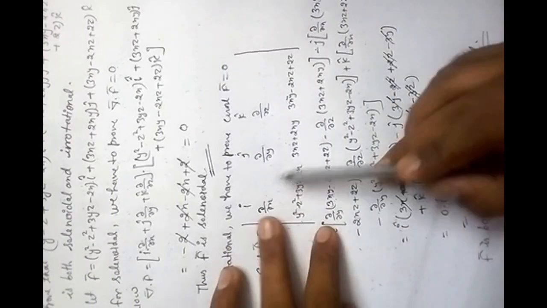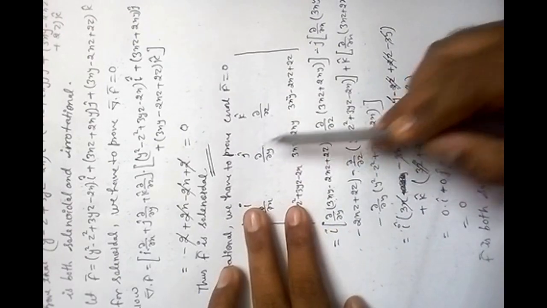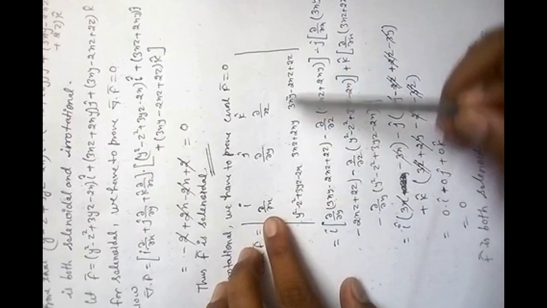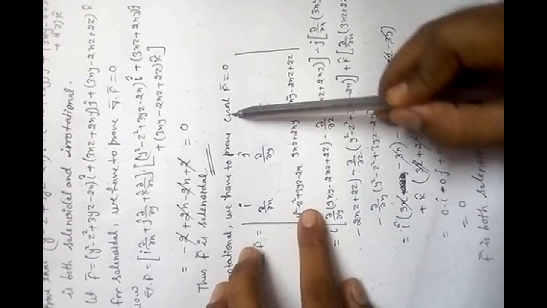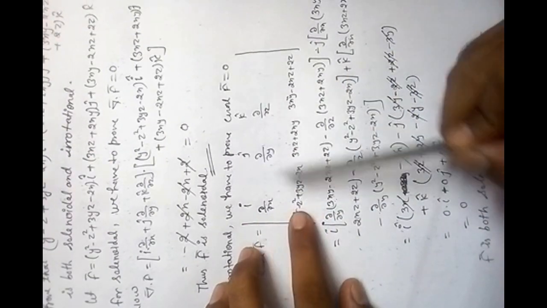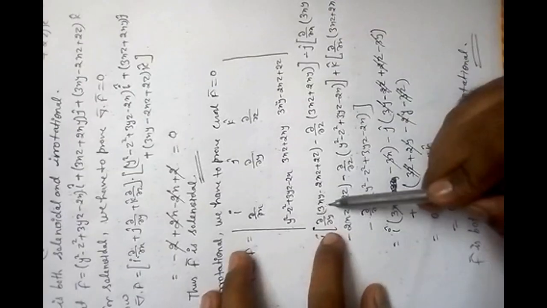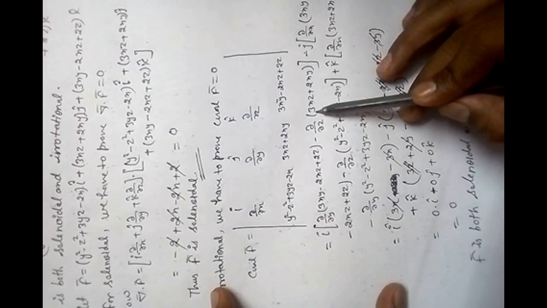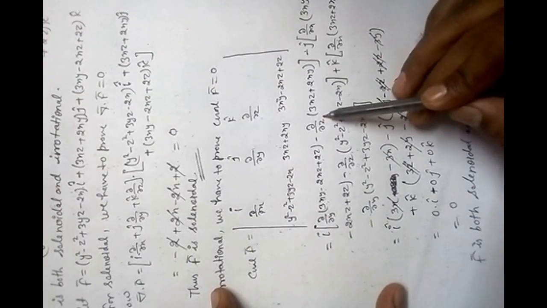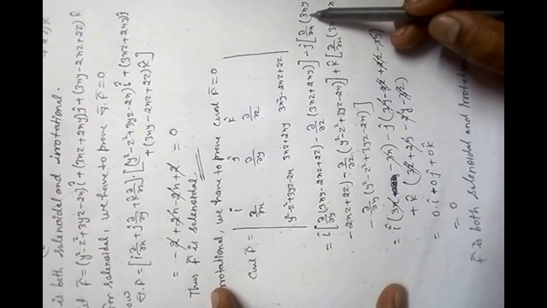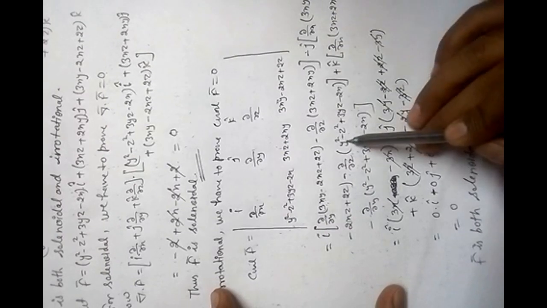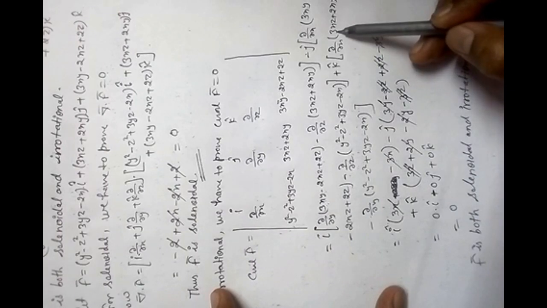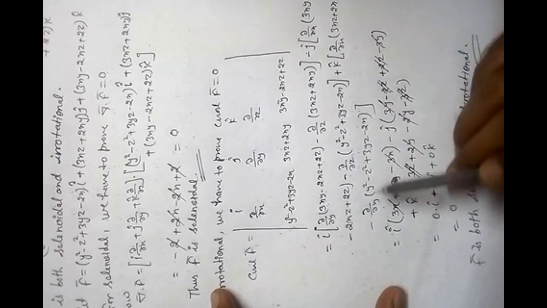Then we get i this into this minus this into this, minus j this into this minus this into this, plus k this into this minus this into this, and expand. Here differentiate partially with respect to x, here differentiate partially with respect to z, and here differentiate with respect to x, and here differentiate with respect to z, and here differentiate with respect to x and y.